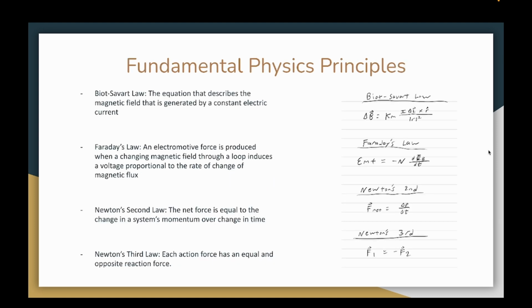And the fundamental physics principles. So we have the Biot-Savart law, which says that the equation that describes the magnetic field that is generated by a constant electric current is this equation here. And Faraday's law, that an electromotive force is produced when a changing magnetic field through a loop induces a voltage proportional to the rate of change of magnetic flux. And you can see that right here.